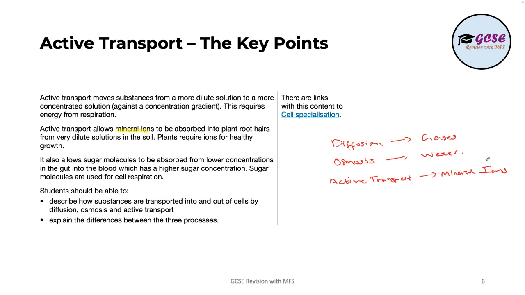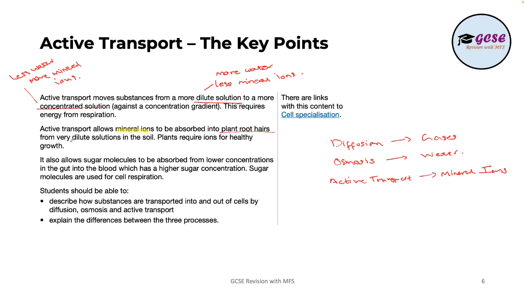Okay, and this happens from an area of low concentration to an area of high concentration. So a dilute solution means more water and fewer mineral ions, and a concentrated solution means less water and more mineral ions.